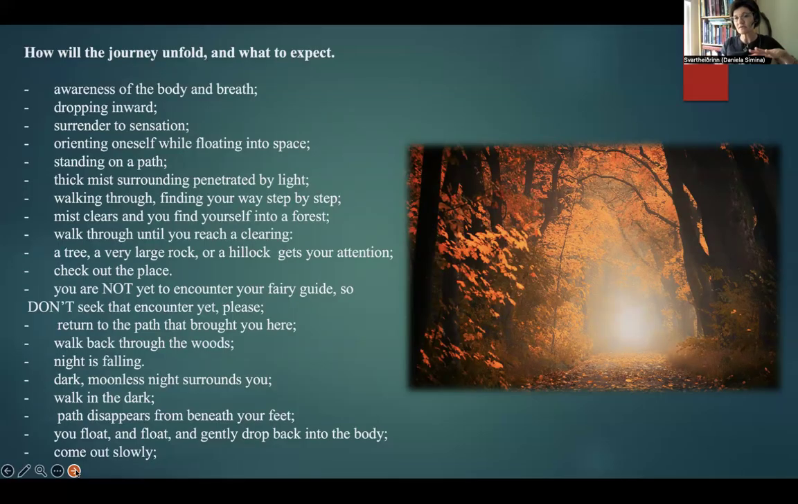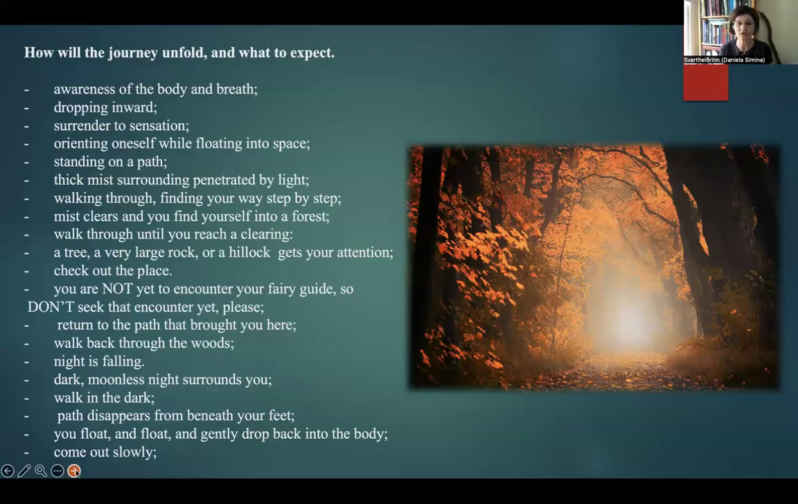It feels silky. It feels friendly. You're walking through the mist and you find your step. You find your way step by step. And as you advance, the mist clears and you realize you're walking through a forest. Your path takes you to a clearing. There's a feature in that clearing that gets your attention.